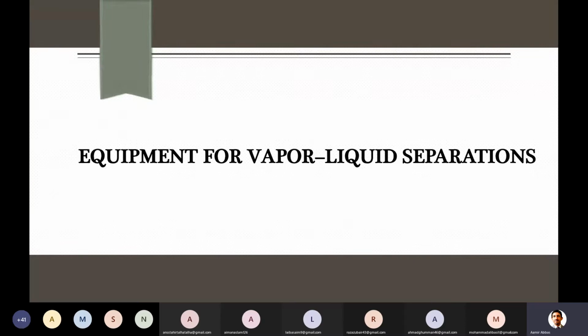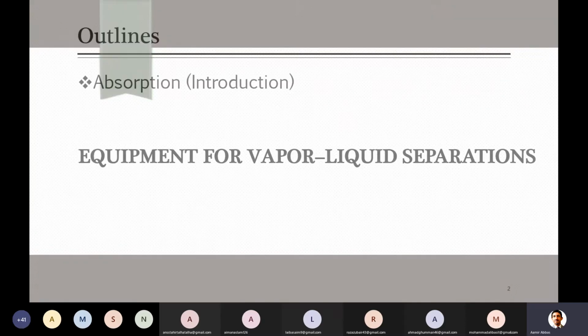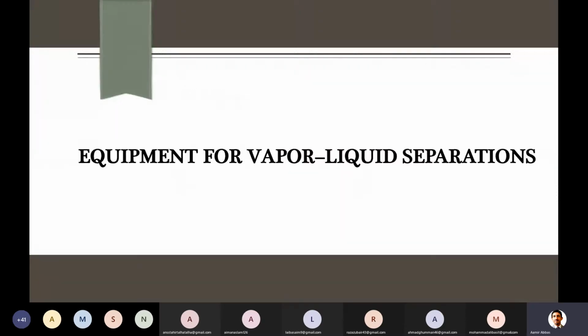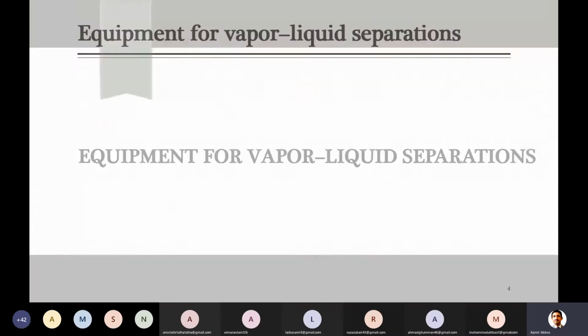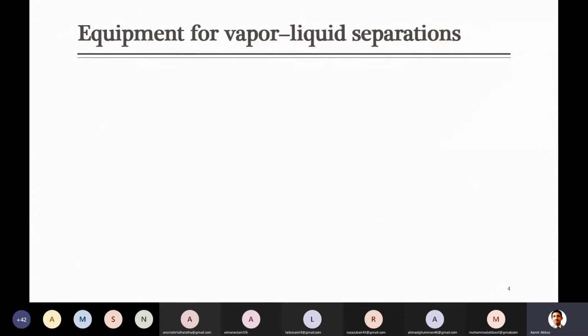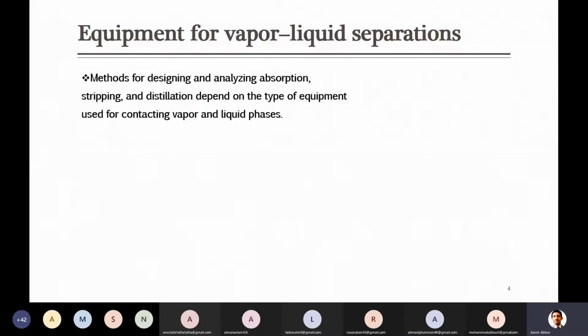Now that you are aware of the introduction, next is the equipment for liquid vapor separation, or here, liquid vapor contacting in the case of absorption. What are the equipment types, and which equipment is generally used? Let's start with the main common options available for bringing the vapor and liquid into contact.